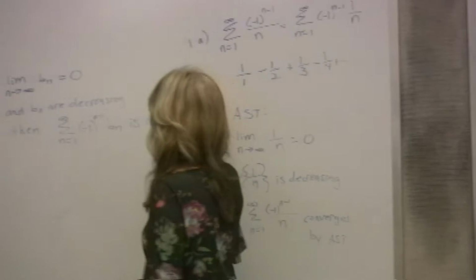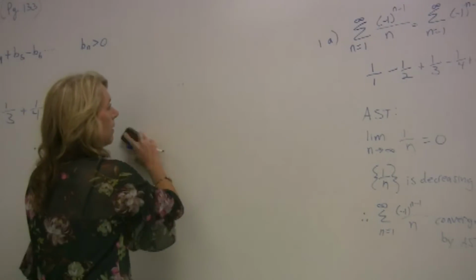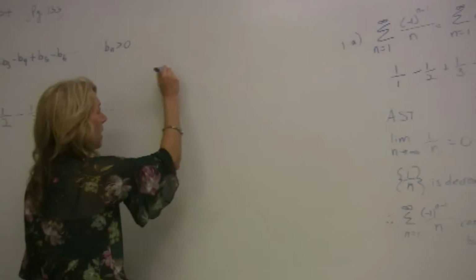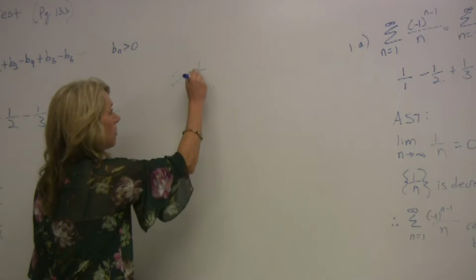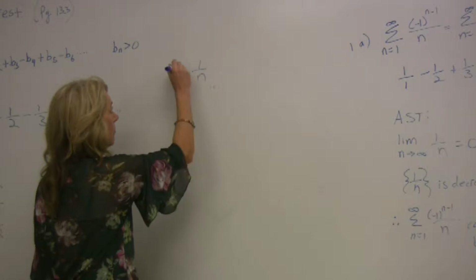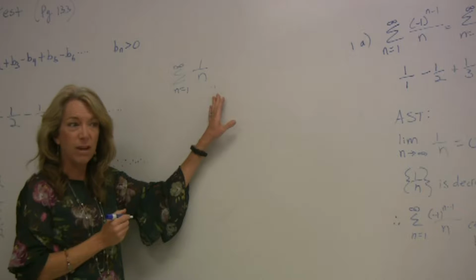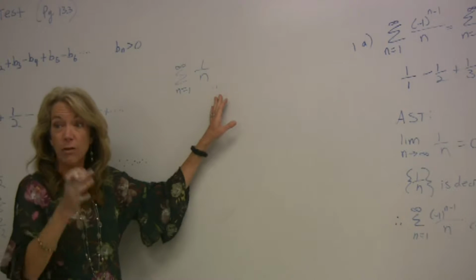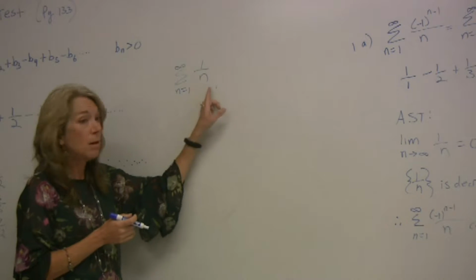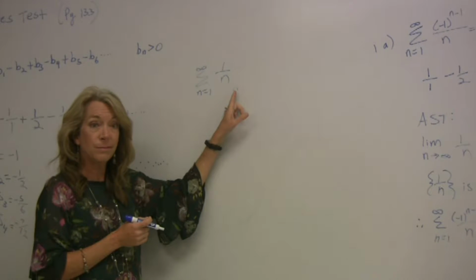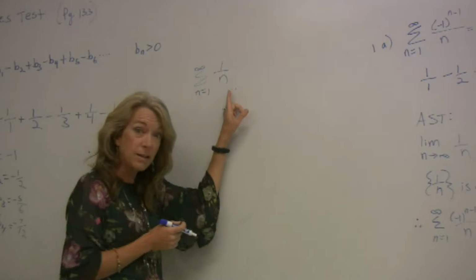Let's come back and look at this guy. If I take out the negative part and just make everything positive, this is what it would look like, right? If everything was positive, if I took the absolute value of every term, what do we know about this series? It's divergent, it's the harmonic series.